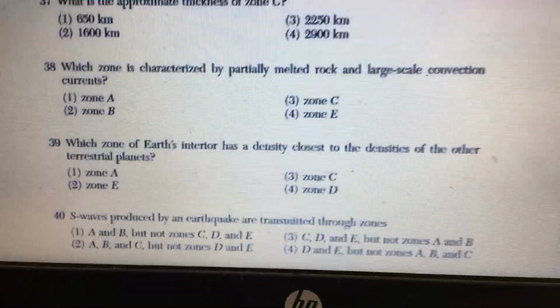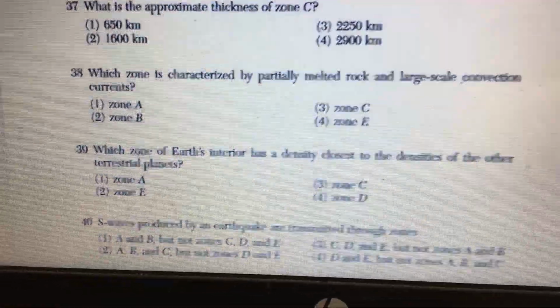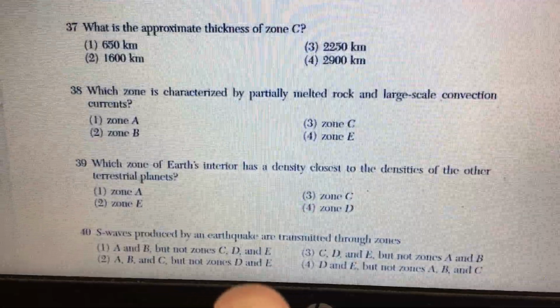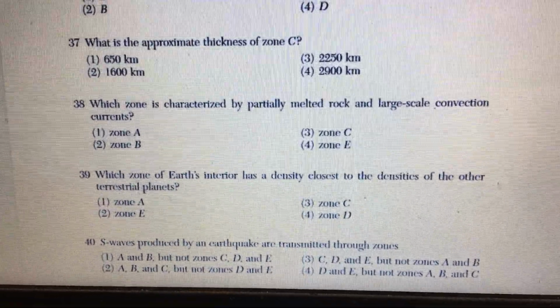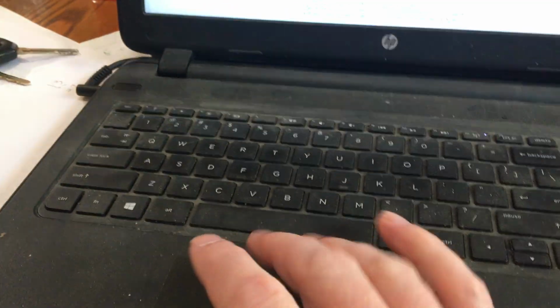So I'm thinking 2 is your best go there. Not zones D and E. S waves can't go through the liquid outer core.